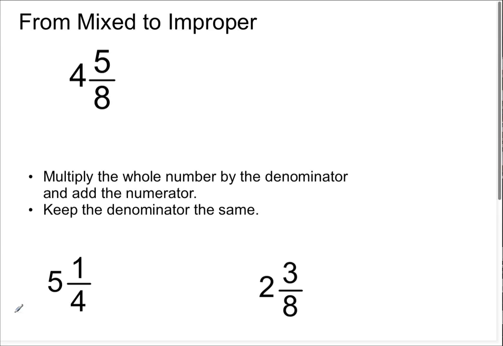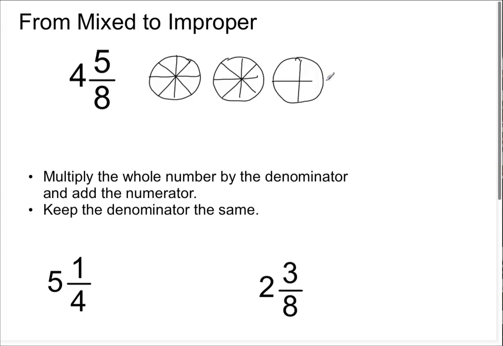So let's try another one. This says from mixed to improper. We're going to do this again. Okay, this says I have 4 wholes, and they're all split into 8 parts. So I've got this one split into 8s. And then I've got another one split into 8s, another one, and another one. Okay, so there's my 4 wholes, and then it says I have 5/8.